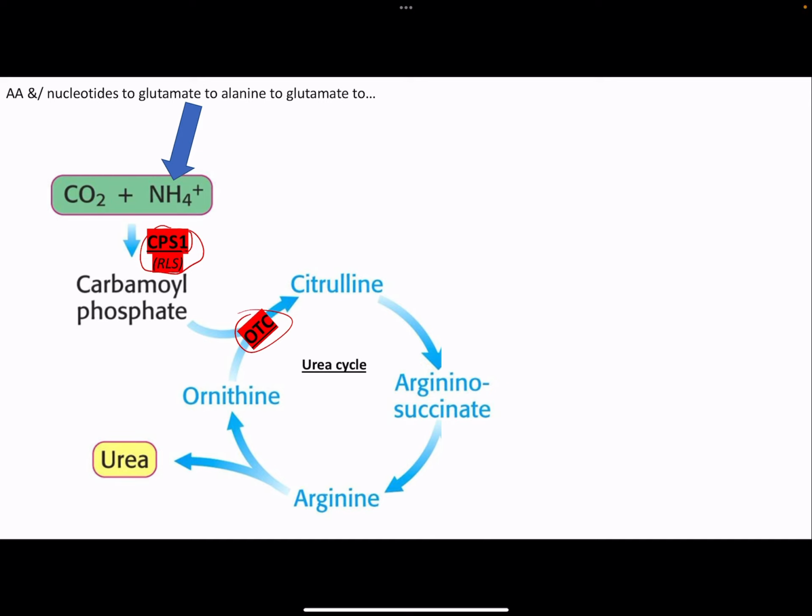We have a CPS2 for nucleotides that happens in the cytosol. That is important to know and to make that distinction. So CPS1 is the rate limiting step. It just combines carbon dioxide and ammonium. It is activated by something called NAG.